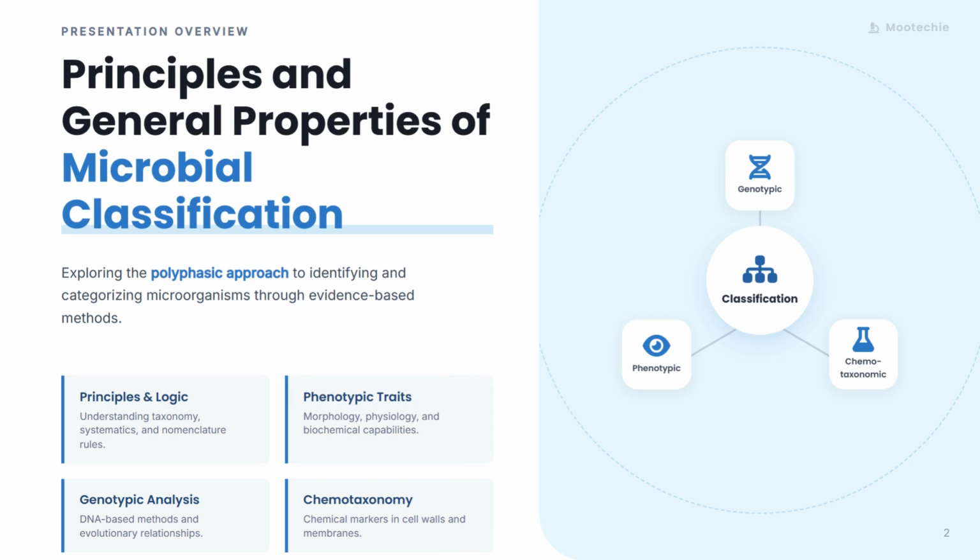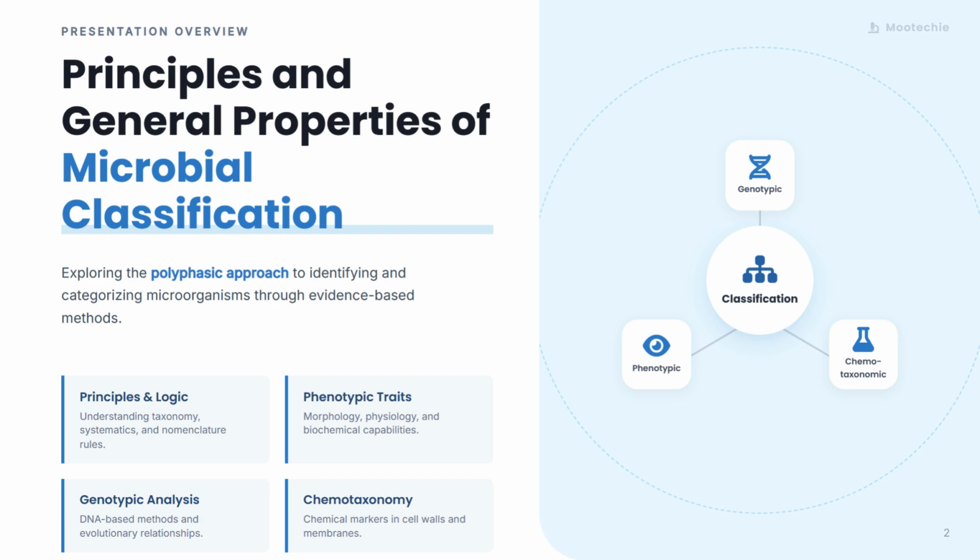Presentation Overview. Principles and general properties of microbial classification. This is the framework we use to organize the immense diversity of microbes in a logical way. Exploring the polyphasic approach to identifying and categorizing microorganisms through evidence-based methods. This means we don't rely on just one piece of evidence. We combine multiple lines of data for the most accurate picture.